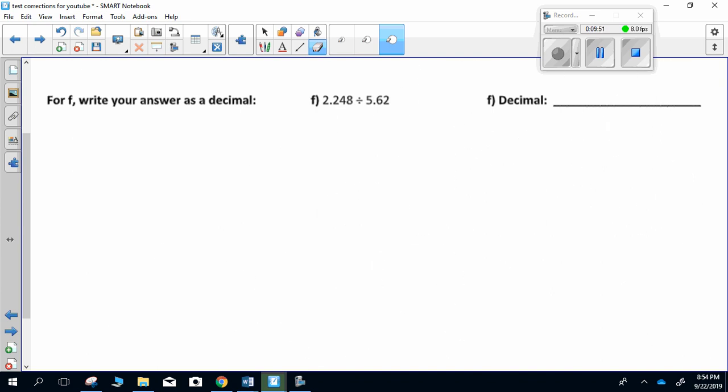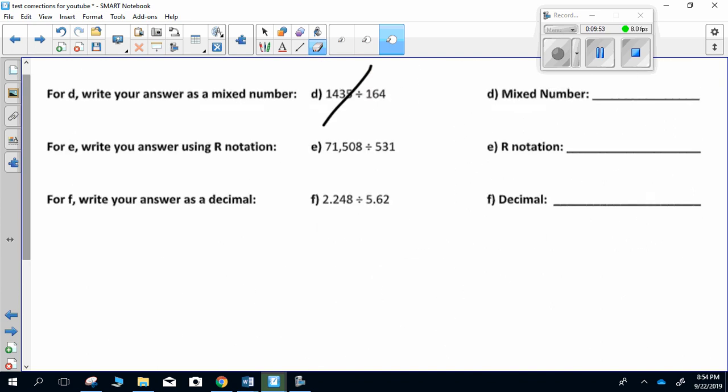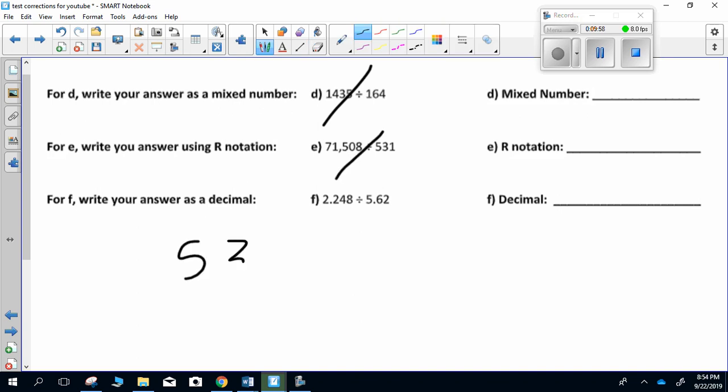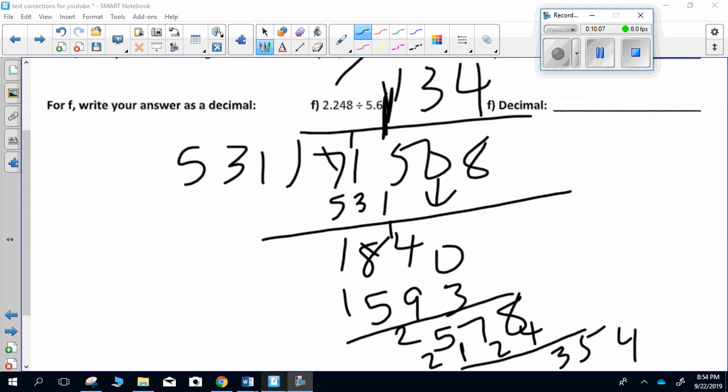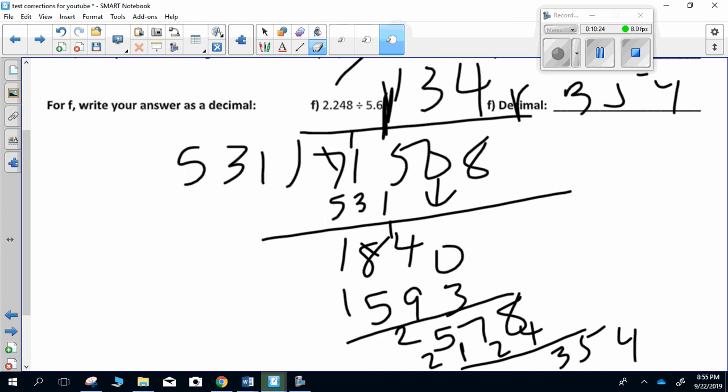The next question is using R notation. So all fractions mean divide, write the denominator outside. 531 into 71,508. 531 goes into that. All right, so 531 goes into 71,508, 134 times, with a remainder of 354. So 134, R354.